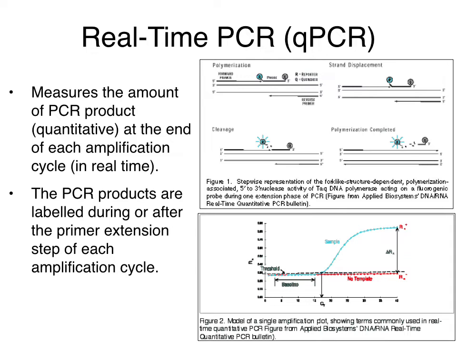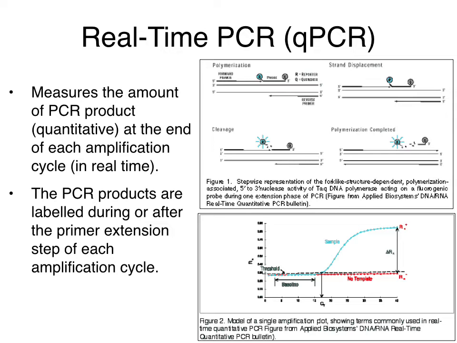Real-time detection is made possible by including fluorescent molecules in the reaction that report an increase in the amount of DNA with a proportional increase in fluorescent signal. These molecules include DNA binding dyes like SYBR Green and fluorescently labeled sequence-specific probes like TaqMan.